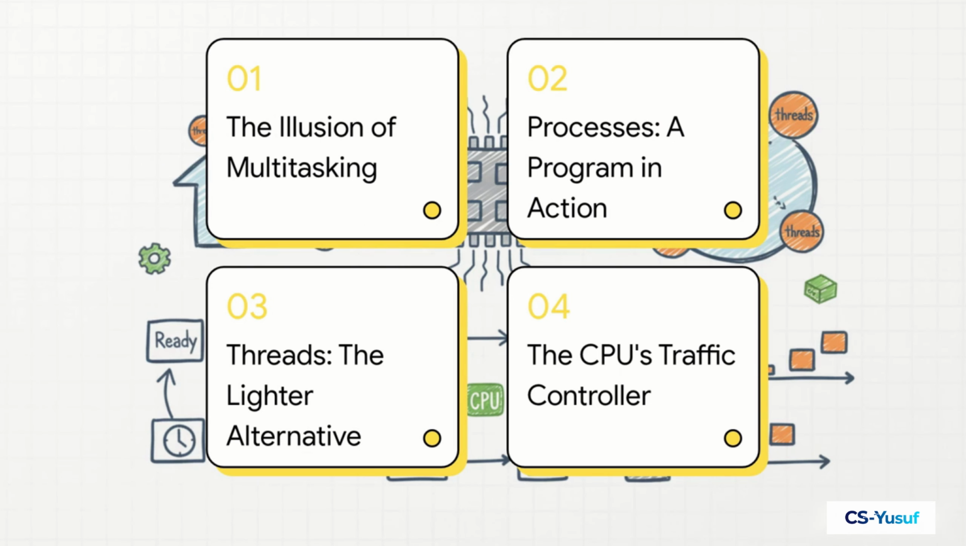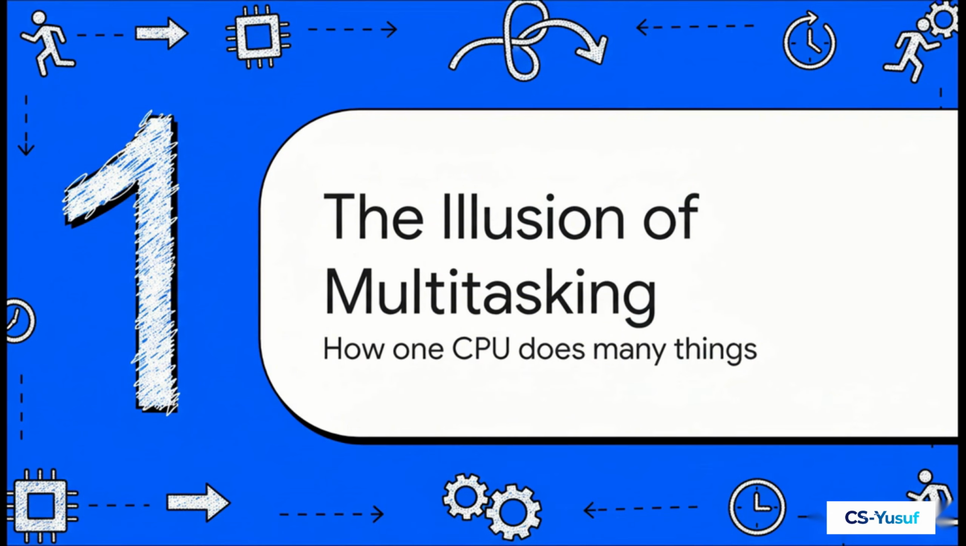Okay, so here's the game plan. We'll start with the illusion of multitasking itself. Then we'll get to know the stars of the show, processes and threads. And we'll wrap up by looking at how the OS acts as the CPU's own personal traffic controller to manage all this chaos. All right, first up, the illusion of multitasking. Let's break down how just one CPU can create this incredible appearance of doing a million things at once.